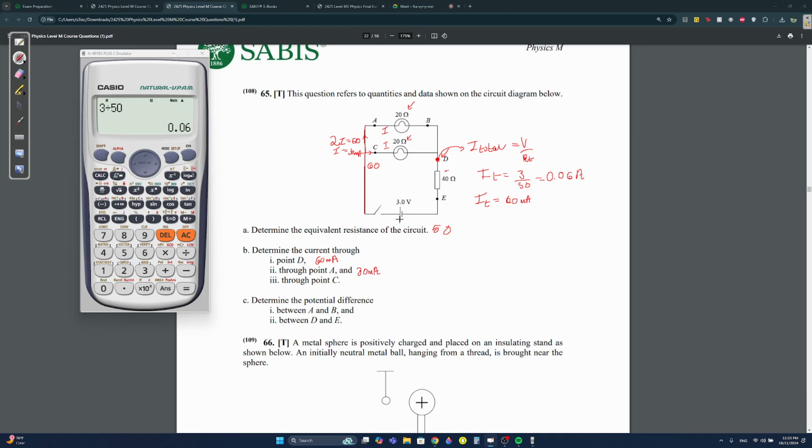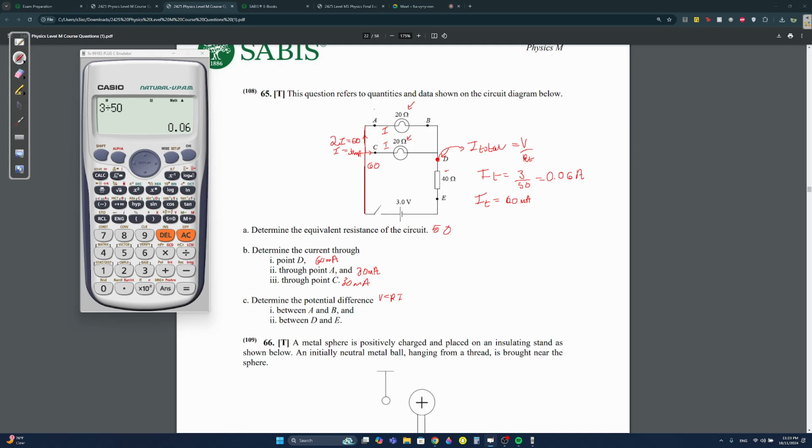So also through point C, it's going to be the same thing, also 30 milliamp. Determine the PD between A and B, and between D and E. Now, since we have the current and we also have resistance, it's very easy to find the PD. Remember, V is equal to Ri.